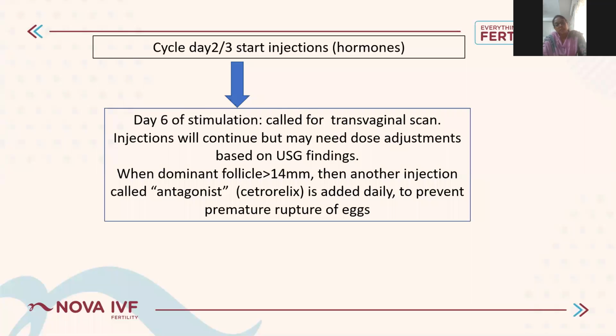And if a dominant follicle is around 14 mm, we have to add one more injection, the antagonist injection, to prevent the premature rupture of the eggs. Again, this injection is also not painful and it can be taken subcutaneously. Next, please.